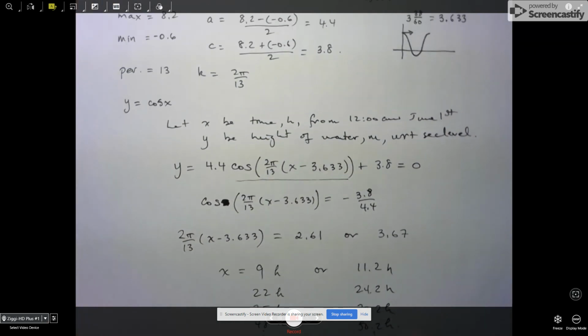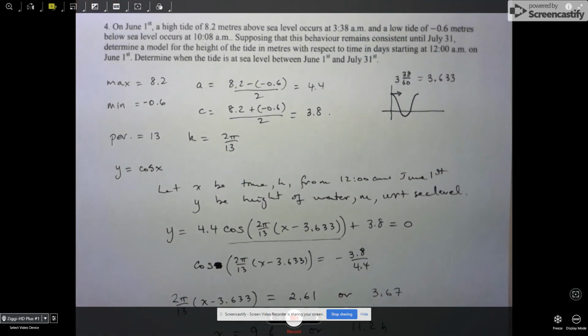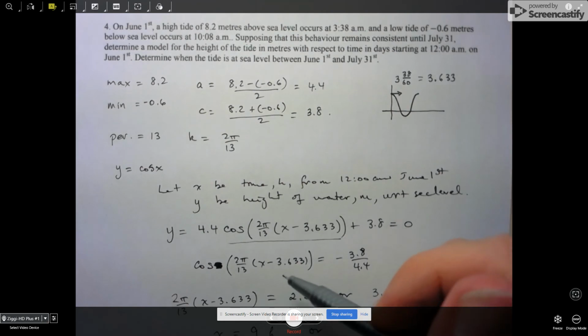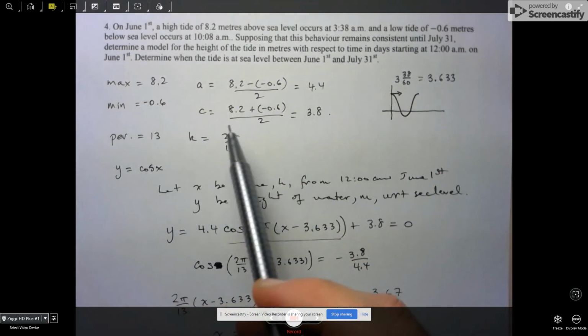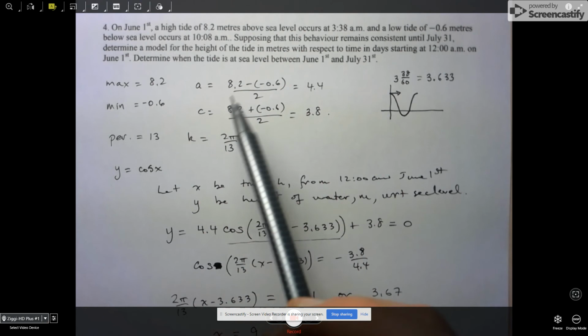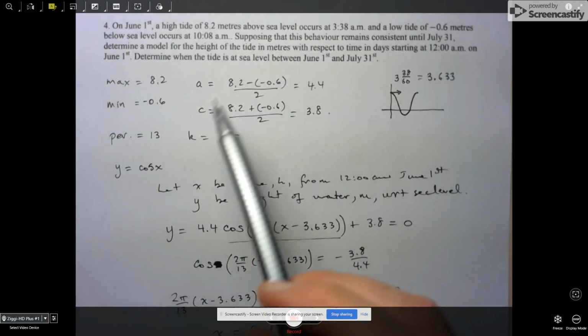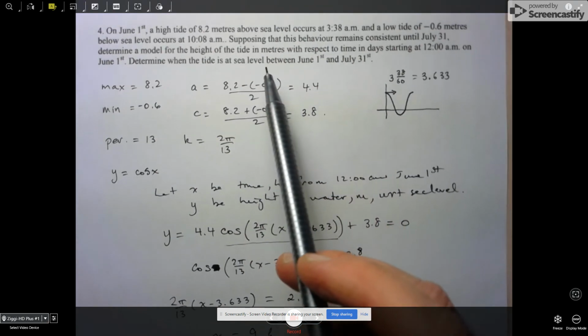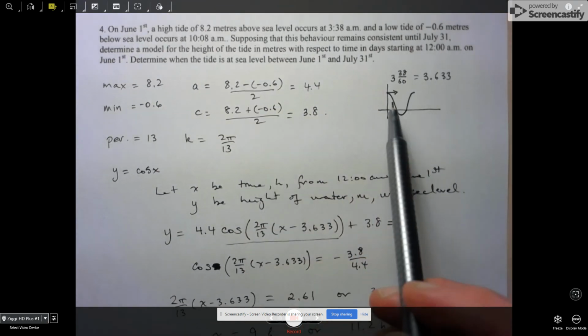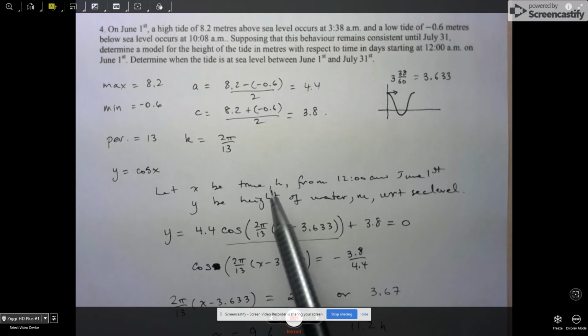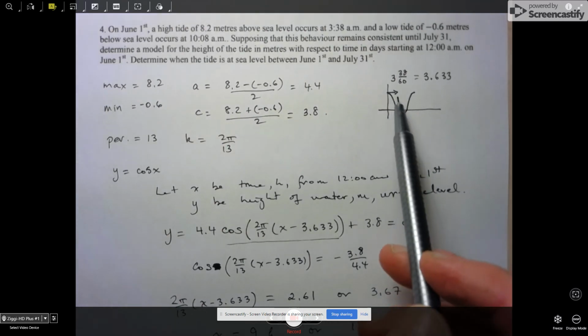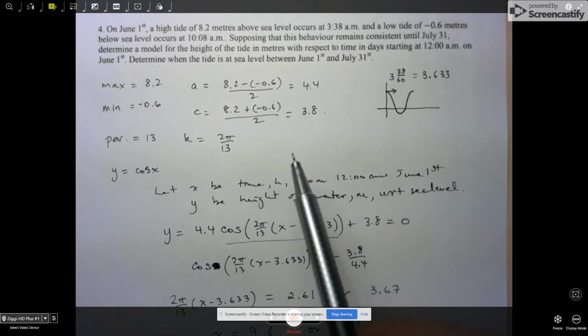So let's just recap. Step number one was to come up with a model. Remember that to find the parent function, look for some special feature that occurs near your starting point. In this case, the maximum occurred near my starting point, so that's why I used a positive cosine, and then I just used a little graph to determine the phase shift.